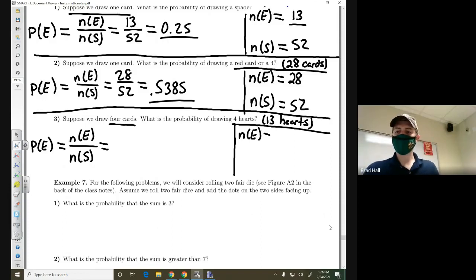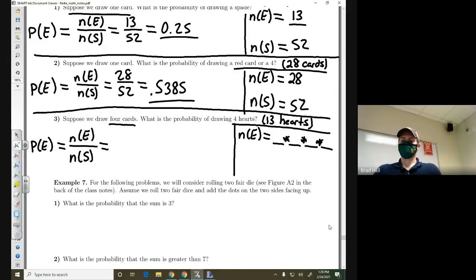Let's start off with the number of elements in the event. What is the event itself in this problem? It's 4 hearts. Not 1 heart, it's 4 hearts. So what is that going to imply about our first step? You can draw 4 dashes. 4 dashes, that is correct. So I wanted to distinguish that from the previous 2. There's 4 dashes now. We're drawing 4 cards.